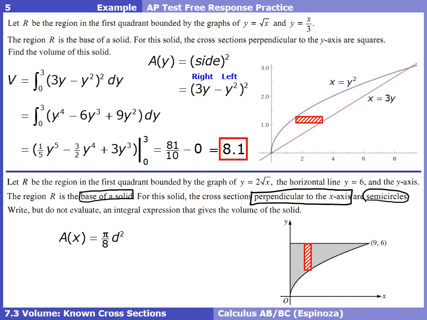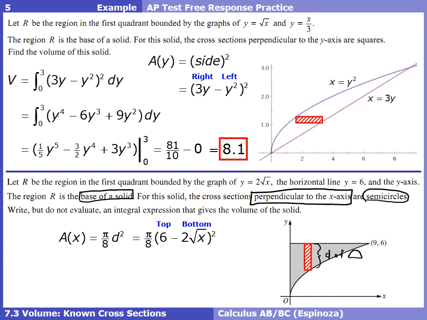So how do we find d, the diameter of one of these semicircles? Well, what we need to realize is that this height right here corresponds to d, the diameter of one of those semicircles. So to find the height of that representative rectangle, we'll just take the top minus the bottom, which would be 6. The top of this rectangle is touching 6. The bottom of the rectangle is touching 2 square root of x. Luckily, we didn't have to change that to be in terms of y, since we're doing everything in terms of x.